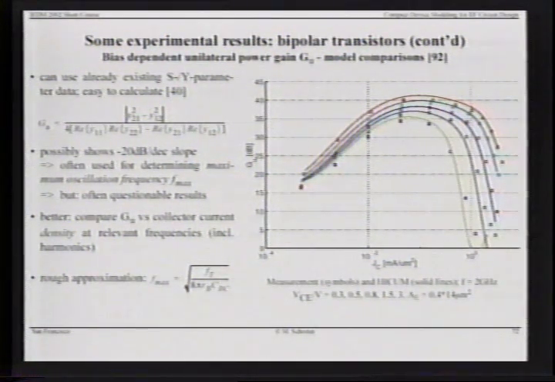What I would rather look at is the power gain, in this case the unilateral power gain, and, as I said, there are many more power gains. Compare the power gain, for instance, at a given frequency as a function of current density. You see here the symbols are measurements, and again the solid lines are an advanced compact model, and you can achieve a very good agreement for the power gain. This is much more valuable than quoting a single number, Fmax, or even running Fmax over current density.